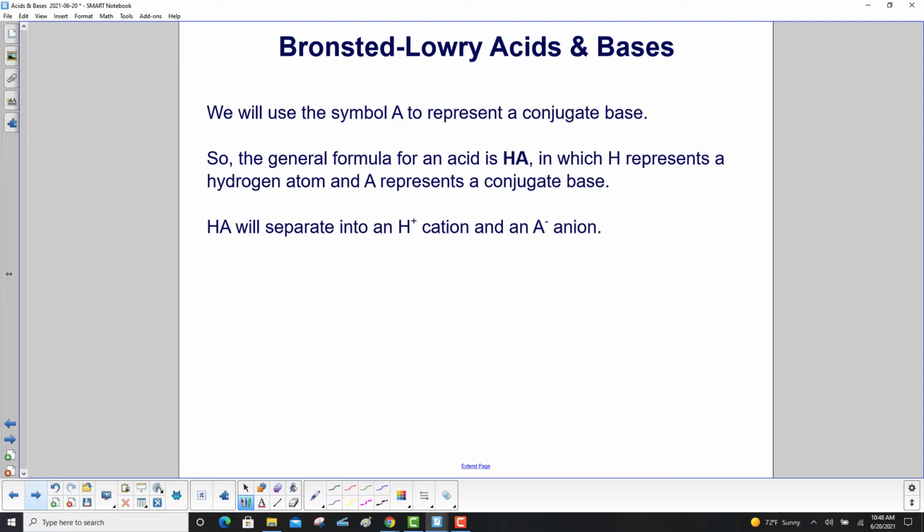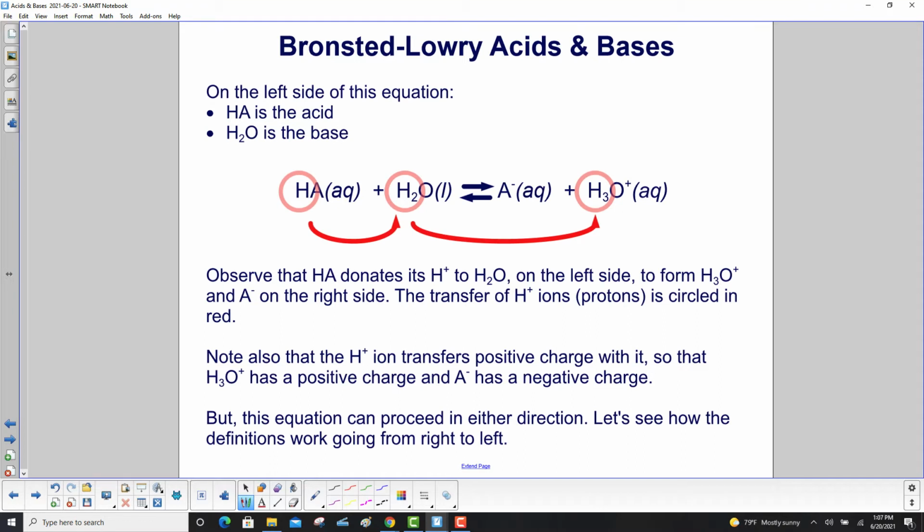So the general formula for an acid is HA, in which H represents a hydrogen atom and A represents a conjugate base. HA will then separate into an H plus cation and an A minus anion. On the left side of this equation, HA is the acid and water is the base. Observe that HA donates its hydrogen ion to water on the left side to form hydronium, and A minus on the right side.